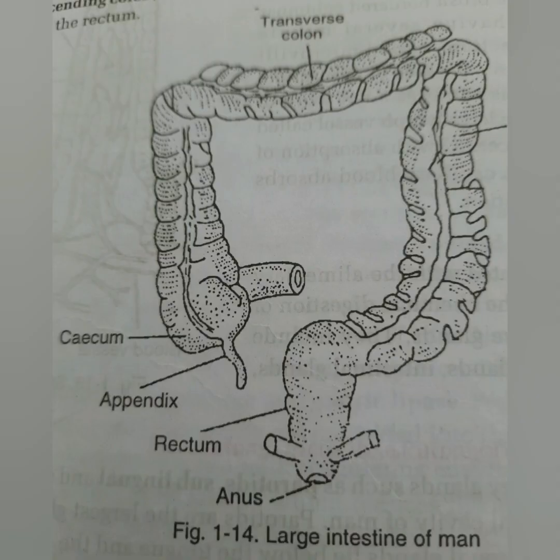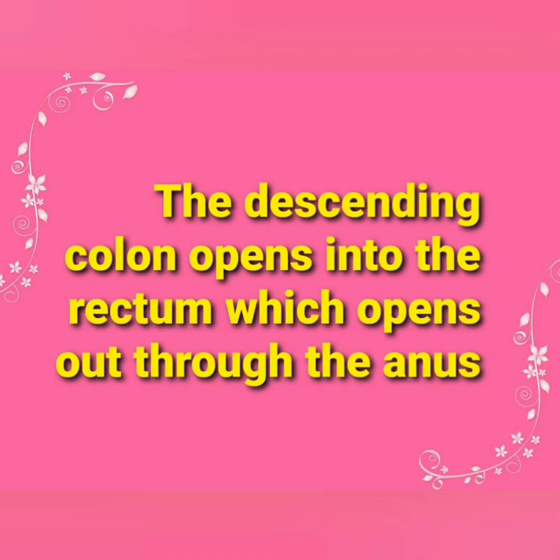So in this diagram, the different parts are very clear. Cecum, ascending colon, transverse, descending colon, etc. And the vermiform appendix also shown. The descending colon opens into the rectum, which opens outside through the anus. Hope you understood the concept well.